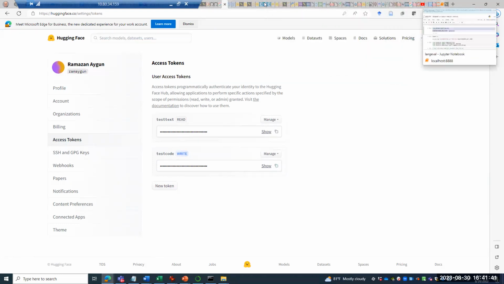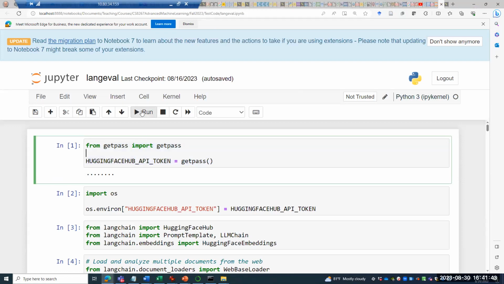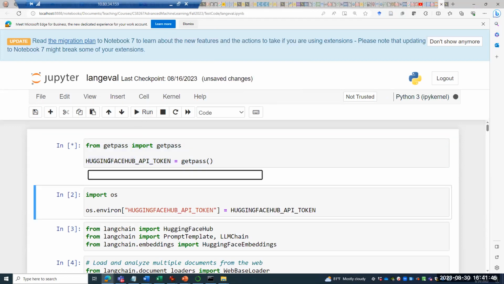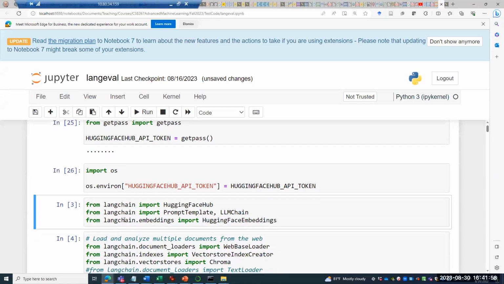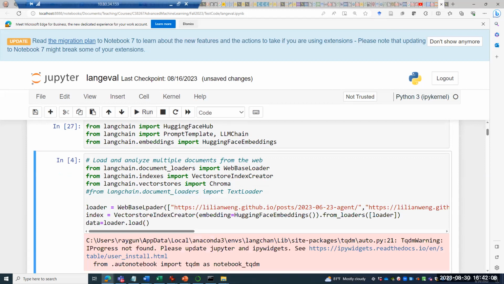To do this, I'm going to run this cell. It's going to ask me for my token. I run it and say that this is going to be my token. Then these are the libraries I'm going to use, Hugging Face Hub and so on. Let me run this. These are just important libraries.